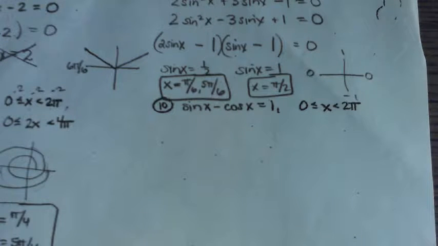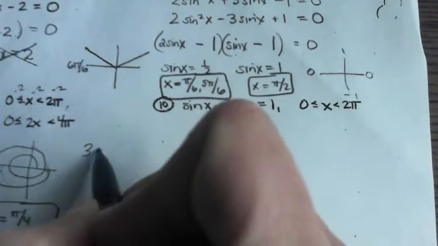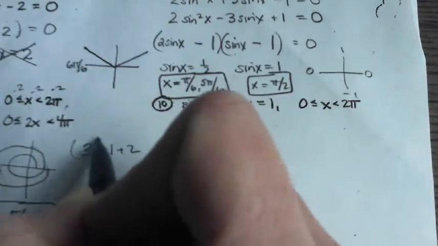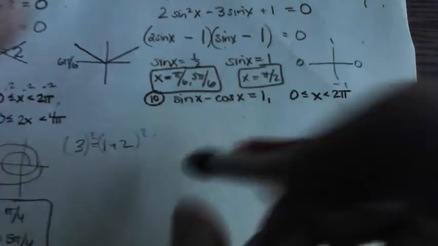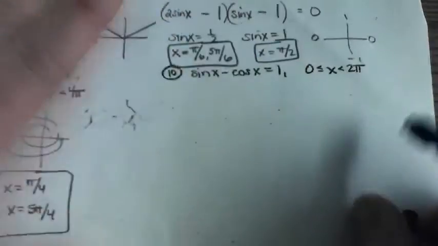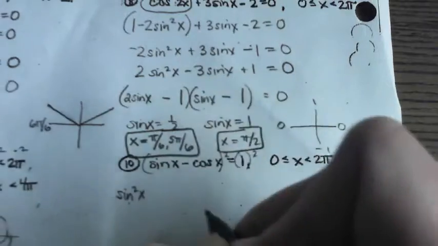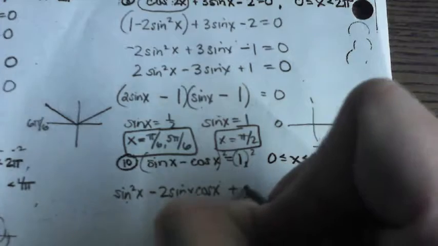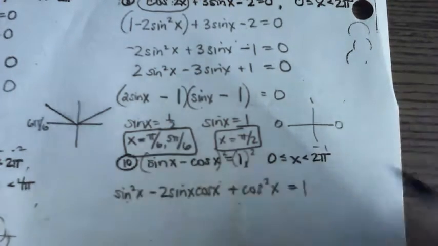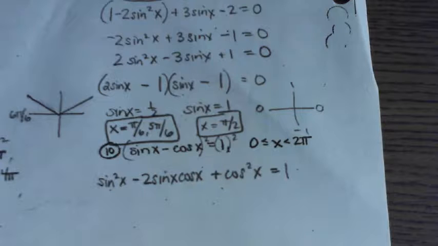We can do that. Right? Let's think about that. If 3 equals 1 plus 2, if we square both sides, should they still be equal? Yeah, okay. So it's going to keep it equal. All right, let's do that. That wasn't my crazy idea, but I like it. Sine squared x, then we'll get minus 2 sine x cosine x plus cosine squared x equals 1. You little devil, you. I like it.